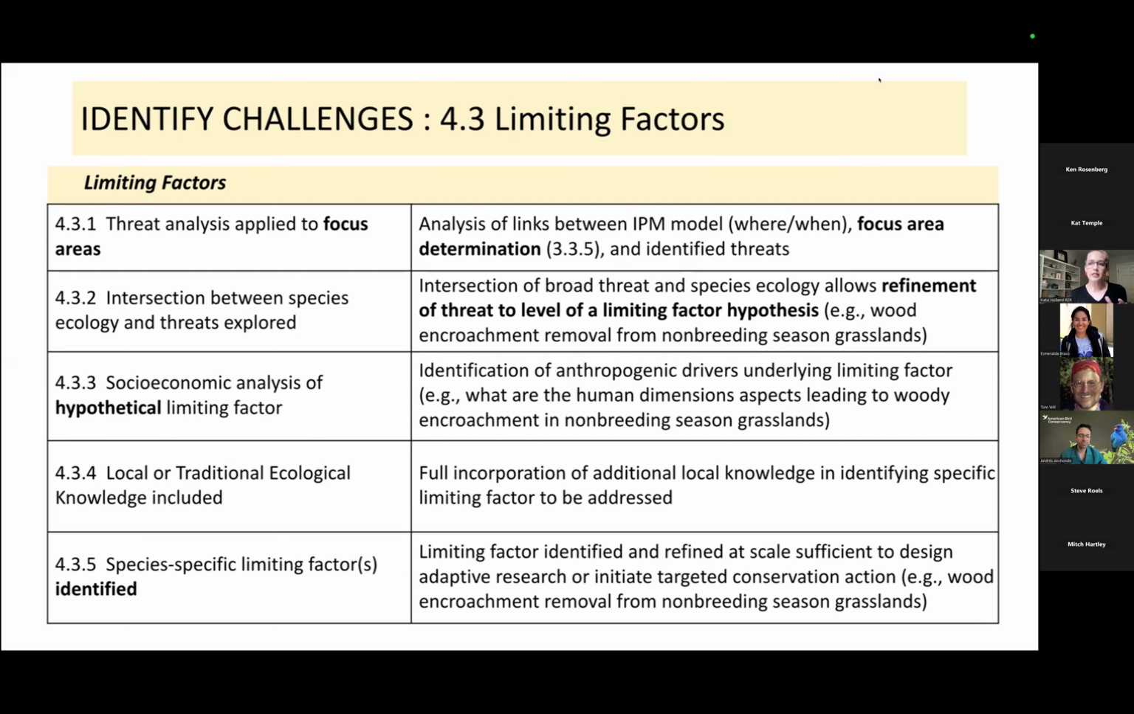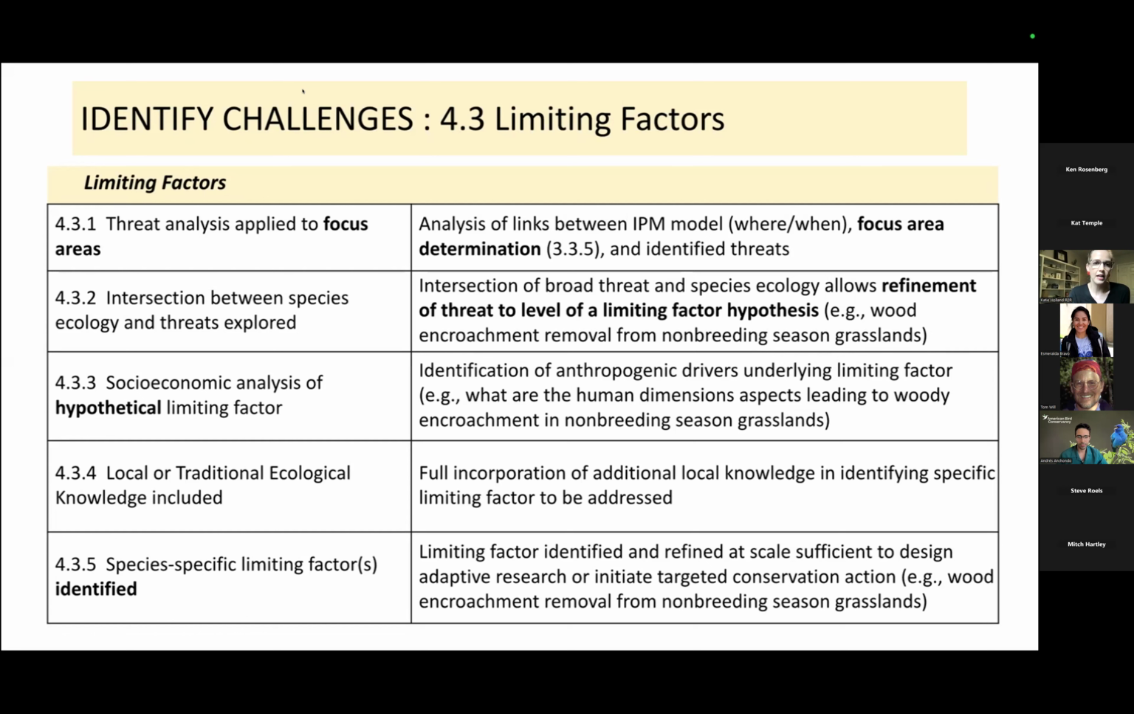And so overall, in this section, as you move from the inside of the wheel to the outside, it moves from refinement of the threat into a limiting factor hypothesis. And then if you skip ahead to number 5 here, it's that we've identified the limiting factor and feel confident with that identification. So starting with 1, we look at the threat analysis that just happened in the previous section and look at the focus areas that we identified in action category 3.